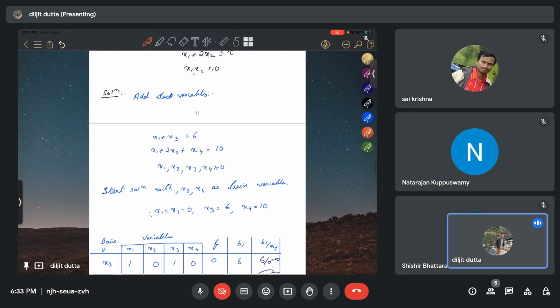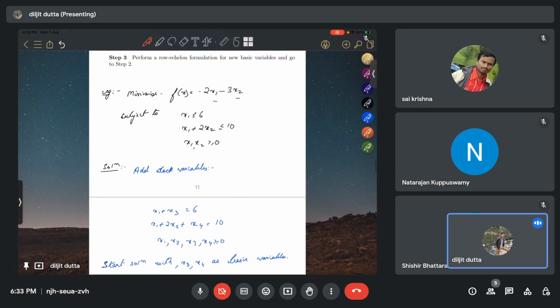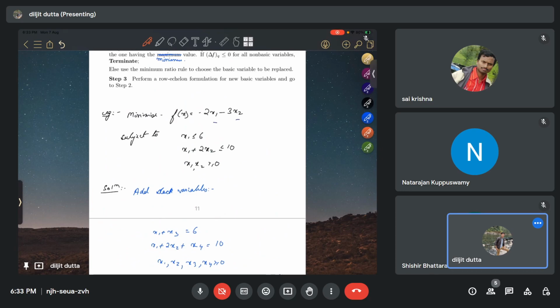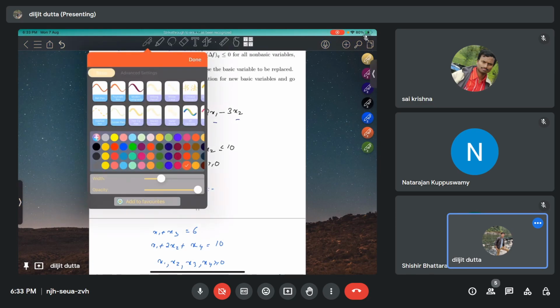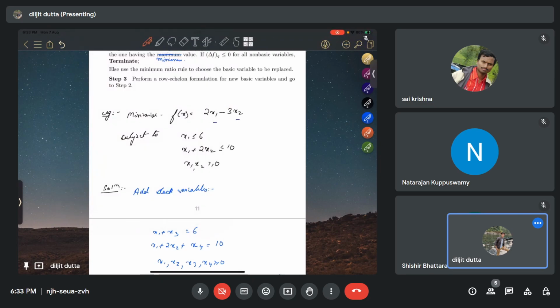So I will just show a sample problem. We will do it step by step. We have a problem: minimize the function f(x) equal to minus 2x1 minus 3x2, subject to the conditions x1 less than or equal to 6, x1 plus 2x2 less than or equal to 10, and x1, x2 greater than or equal to 0.